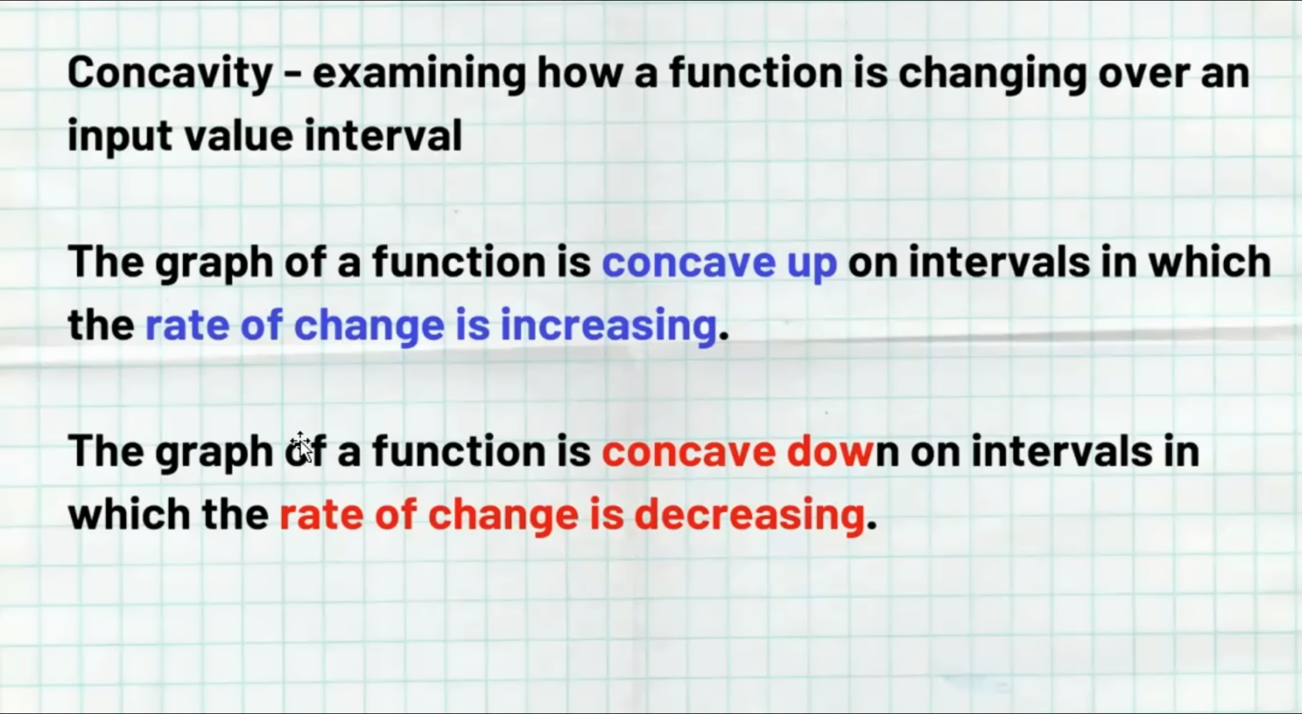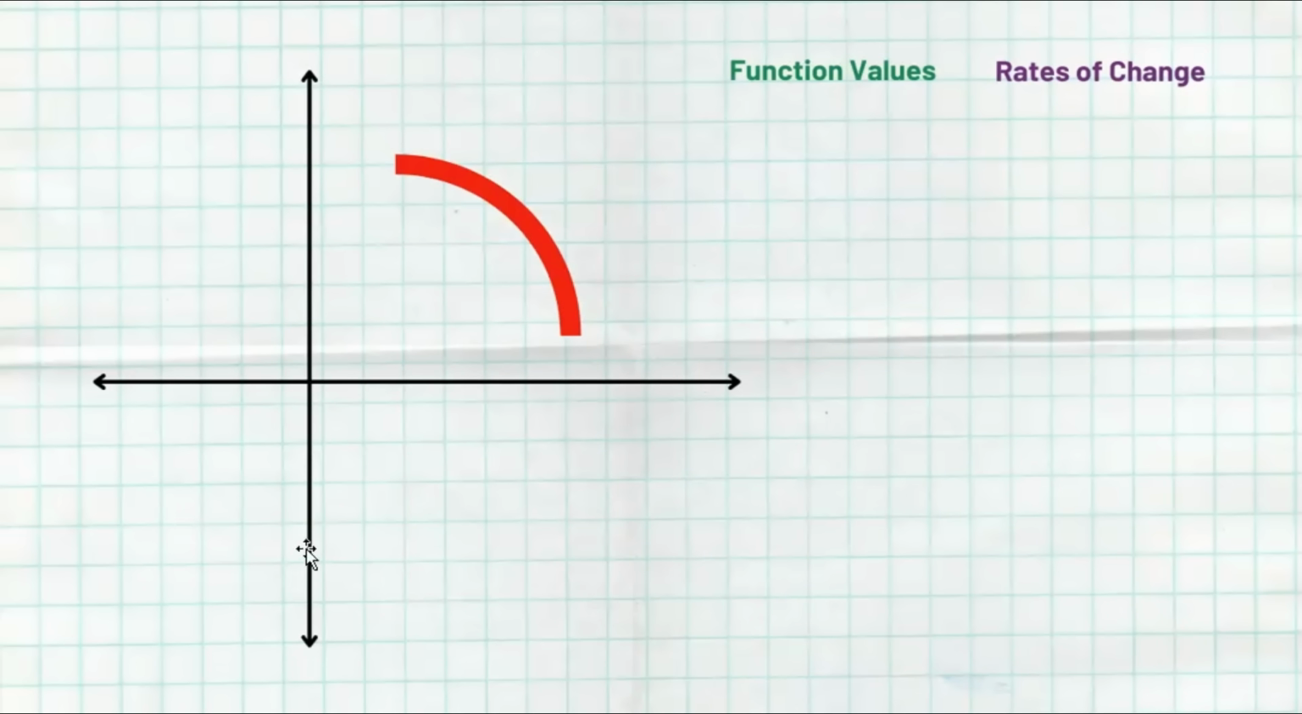Now, this concept of concavity can be very tricky for a lot of students, so I'm going to do my best to explain it to you right now. So here we see a portion of a graph. Now we're only looking at a portion ranging from A to B. Okay, now what's happening here? Well, let's talk about function values first. If we're talking about function values, they are decreasing. We see that as we move from A to B, the values are going down.